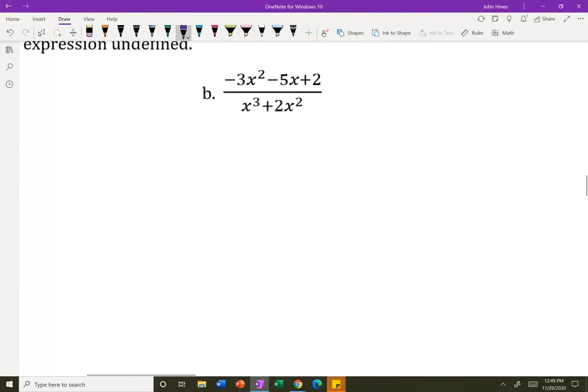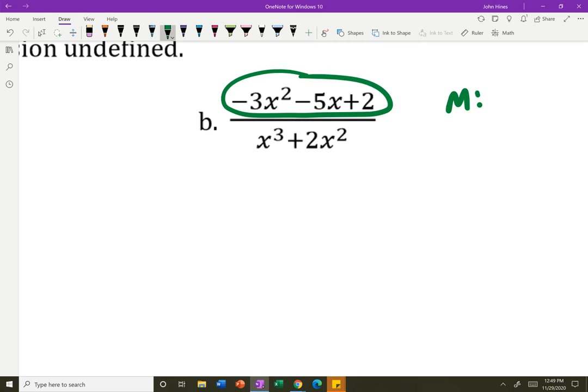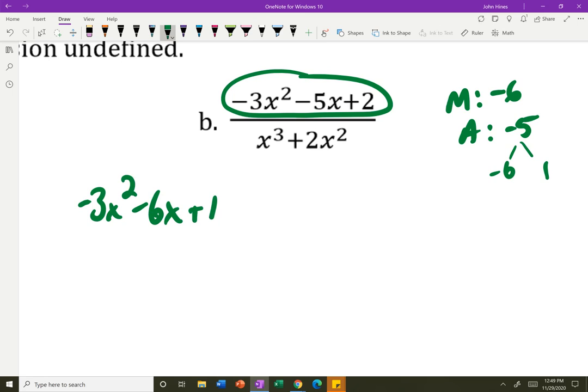So our game plan is to factor and cross out common factors. That's all we're going to do here to create an equivalent expression. All right, I have a trinomial up top here. Ooh, I've got to AC this. What multiplies to negative 6 and adds to negative 5? Negative 6 and 1. So let's split the middle term because I've got to use the AC method here.